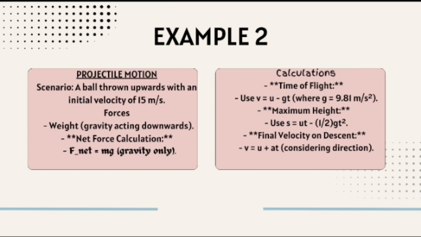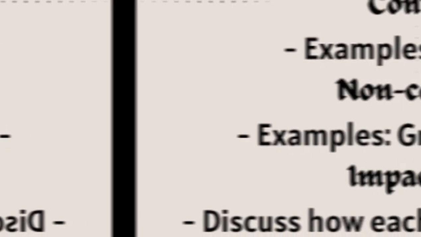To find the maximum height, we use s equals ut minus 1 half gt squared. Finally, we can determine the final velocity on descent using v equals u plus at, considering the downward direction.